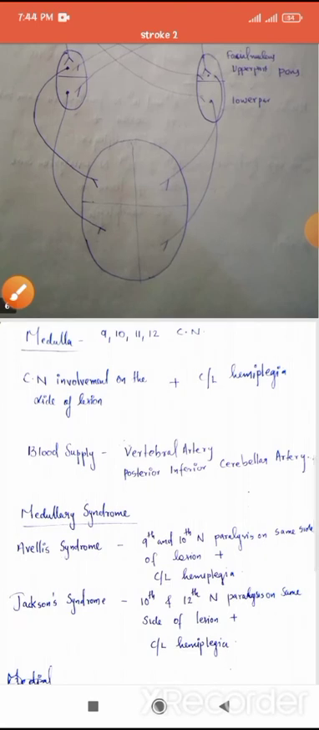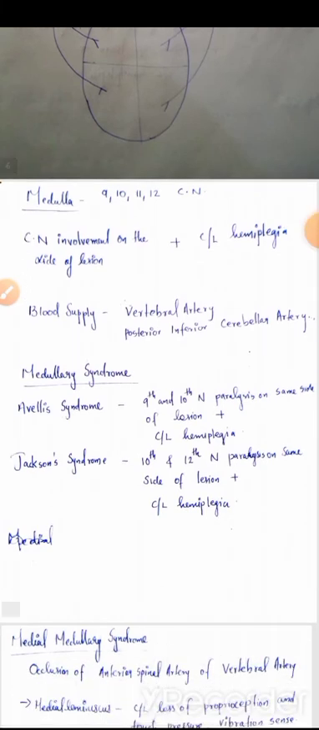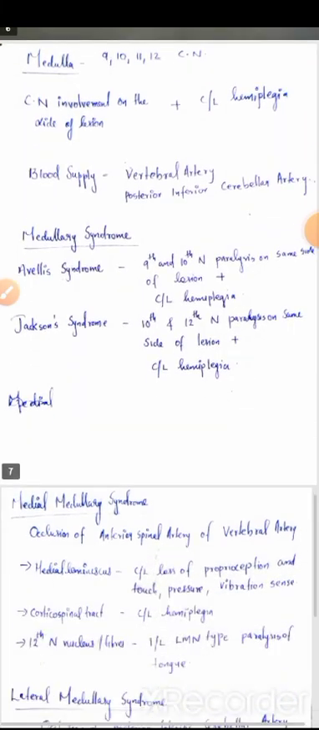Now coming to the medulla. In the medulla, we have the nuclei of the 9th, 10th, 11th and 12th cranial nerves. So here we have cranial nerve involvement on the side of the lesion, and there will be a contralateral hemiplegia on the opposite side. The blood supply is from the vertebral artery and the posterior inferior cerebellar artery, which supply the medulla.